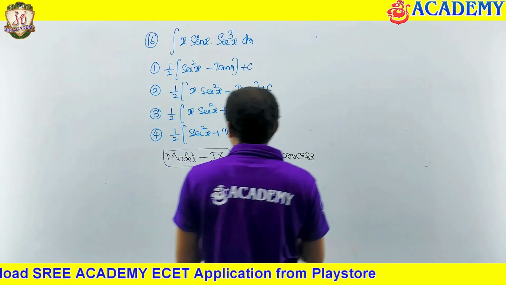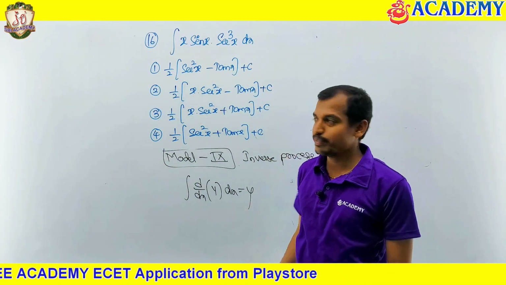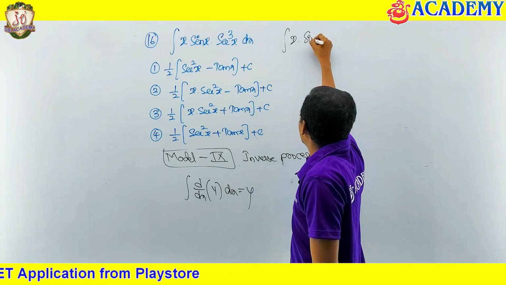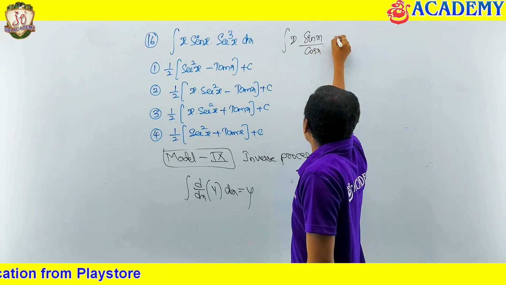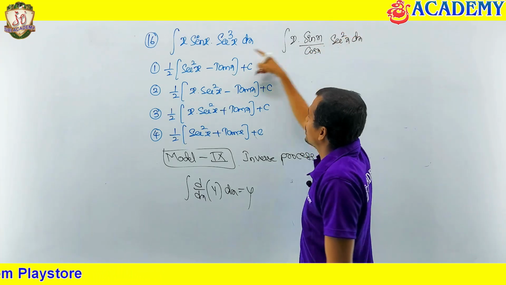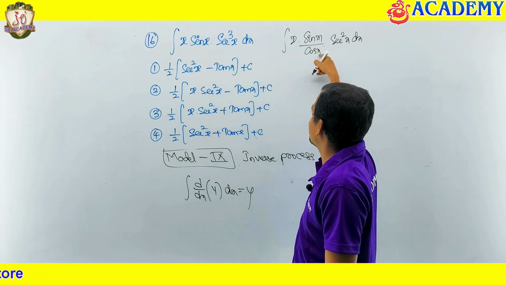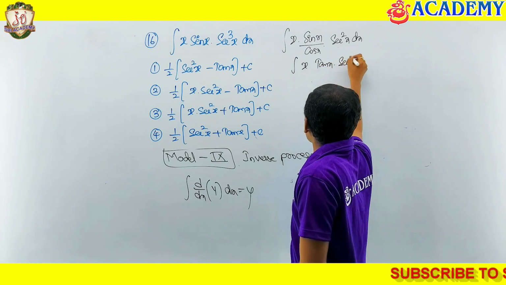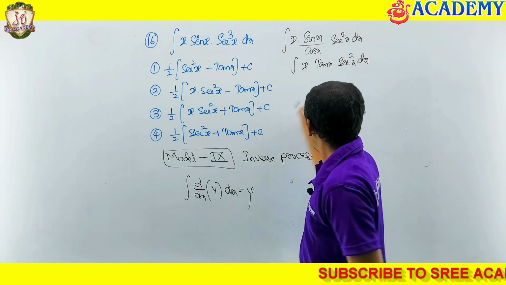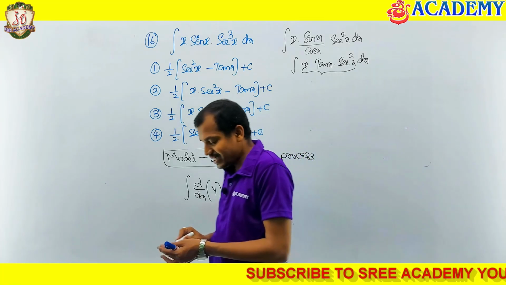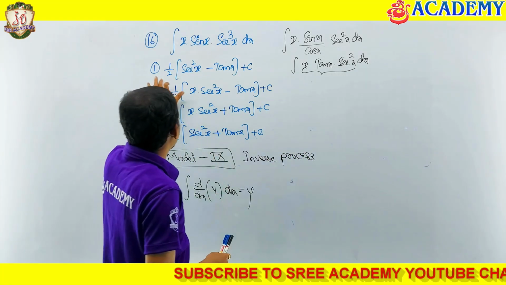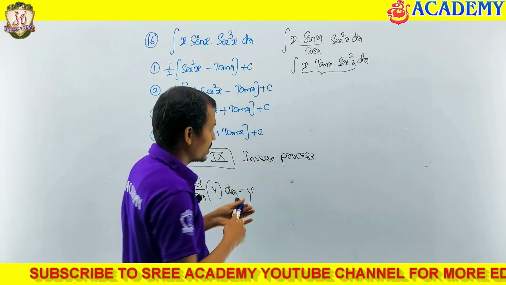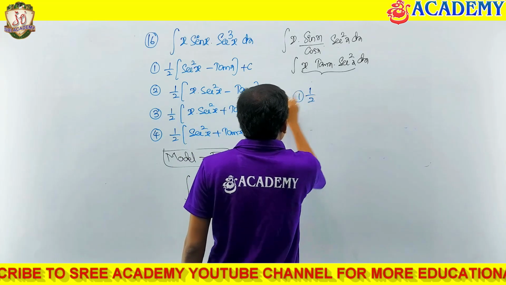Right, here what I am saying means x into sin x into secant to the power of 3, I am writing as integral of x into sin x divided by cos x into secant square x. Why? Because secant to the power of 3 is secant x, and 1 by secant is nothing but cos. That is x into tan x into secant square x dx. Are we getting this one or not, we'll check here. I am checking by differentiating the first option.